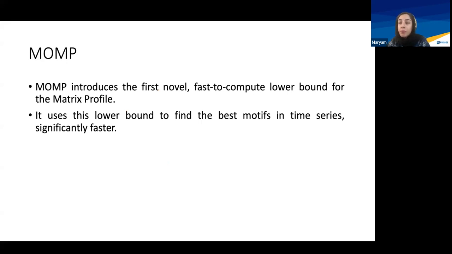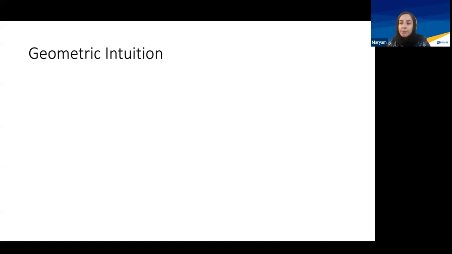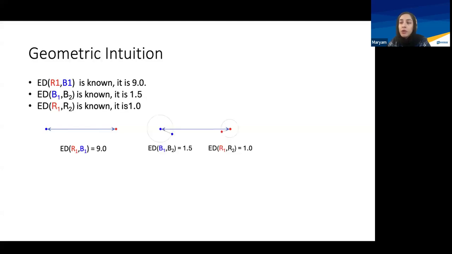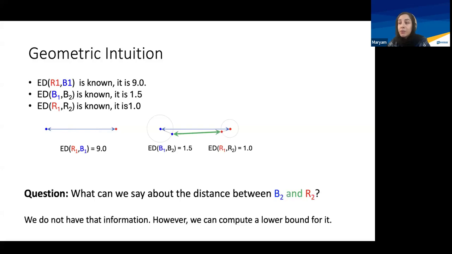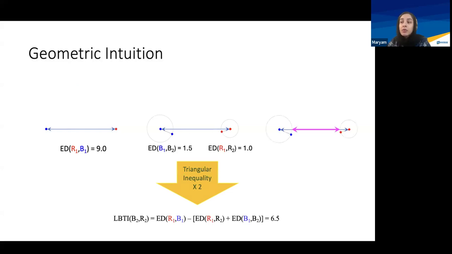One of the main contributions of MOMP is the introduction of the first ever lower bound for MP. To explain this, let's begin with a geometric perspective. Imagine 2 points, R1 and B1, whose exact distance is known. Each point also has a nearest neighbor, R2 and B2. Instead of calculating the exact distance between R2 and B2, we apply the triangular inequality twice to estimate a lower bound for the distance. This approach is computationally efficient and still provides a meaningful and precise approximation.